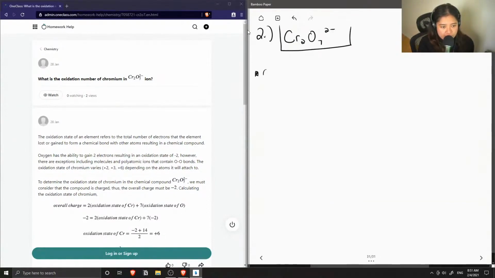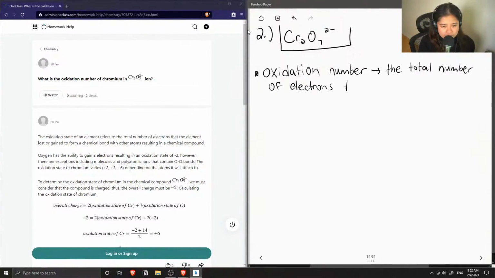Okay, so first let's define what an oxidation number is. Okay, so the oxidation number is the total number of electrons that an atom has lost or gained to form a chemical bond.